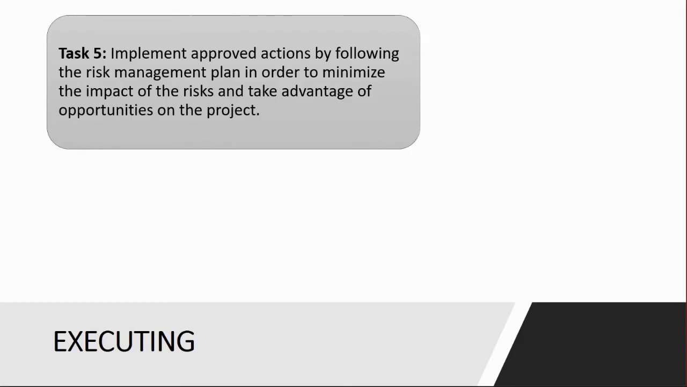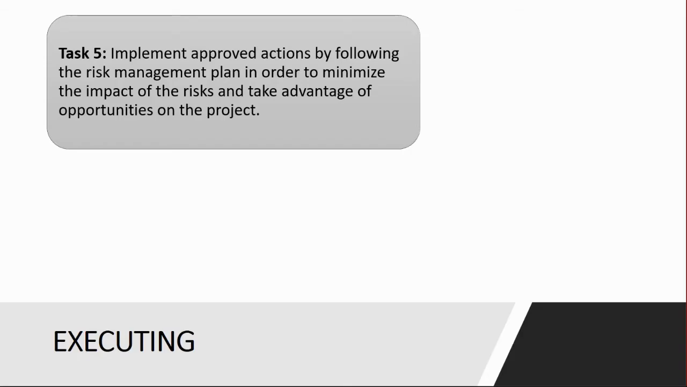Implement approved actions by following the risk management plan and any other risk information in order to minimize the impact of the risks. You cannot know the risks by looking at the risk management plan. You must be looking at the risk register, which contains the analysis of those risks, the impact, the probability, the EMV, or what have you, the response to the risk, the escalation strategy, and so on. So you cannot look at this in isolation, just looking at the risk management plan. You have to look at all those other associated risk planning elements, such as the risk register.